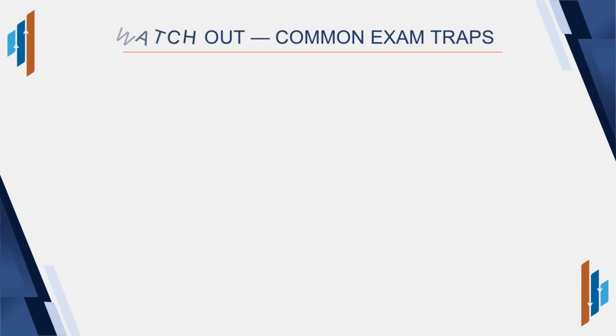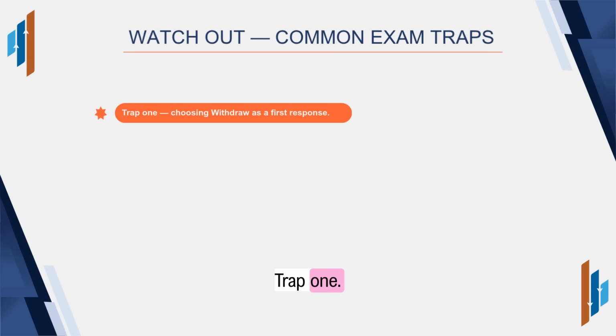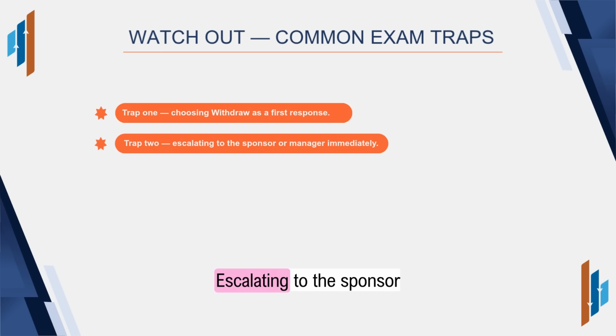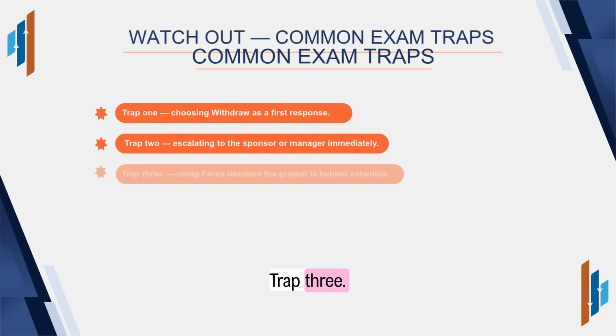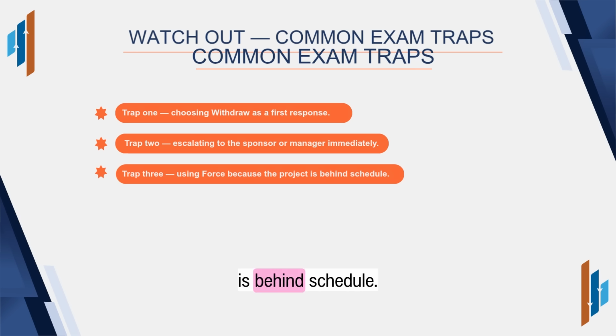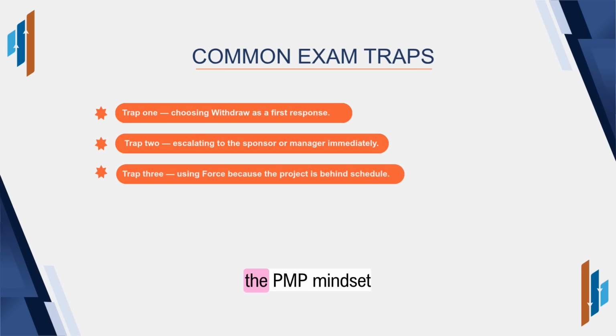Watch out. Common exam traps. 3 traps that catch a lot of PMP candidates. Trap 1, choosing withdraw as a first response. The exam almost never rewards avoidance. It's the weakest strategy. Trap 2, escalating to the sponsor or manager immediately. On the PMP exam, you always try to resolve conflict directly first. Escalation comes last. Trap 3, using force because the project is behind schedule. Even under pressure, the PMP mindset favors collaboration and dialogue over imposing a solution.